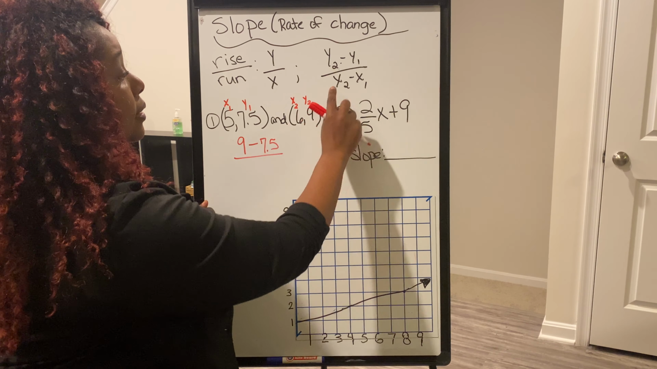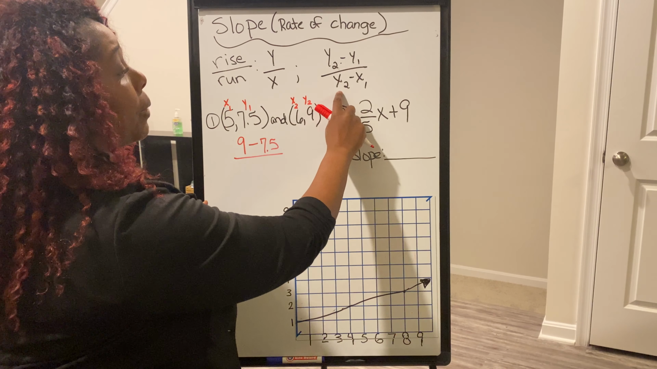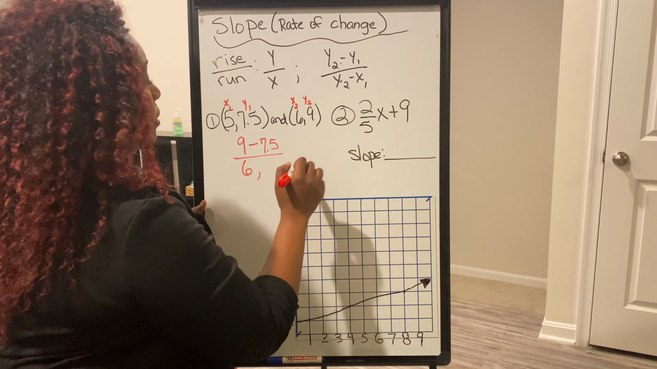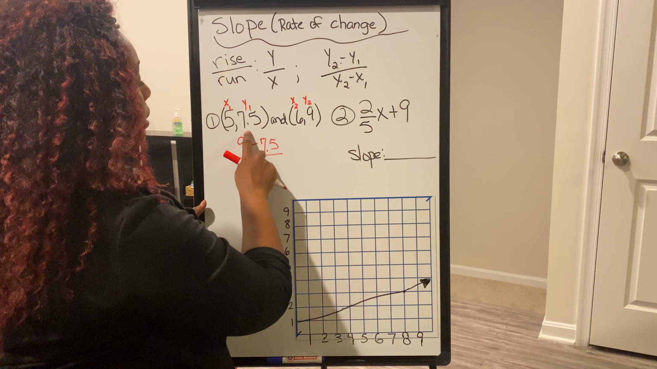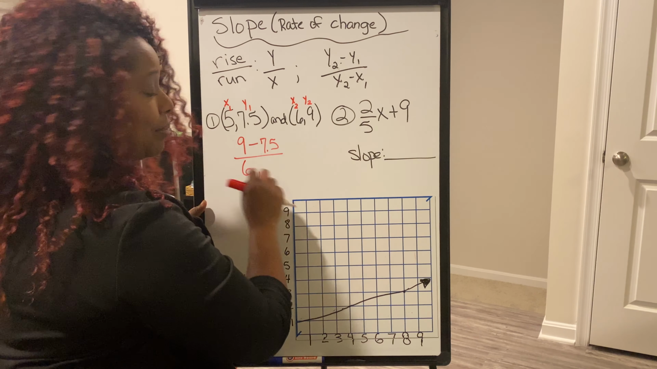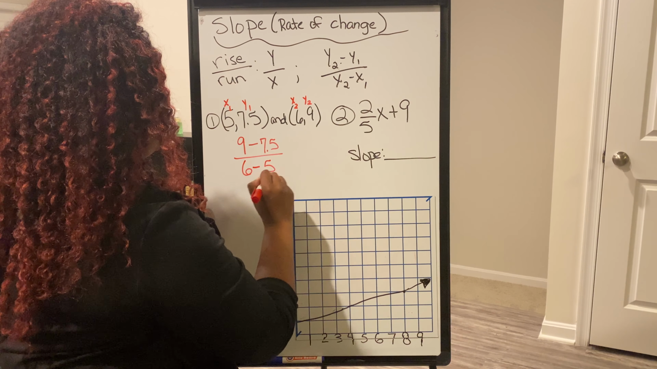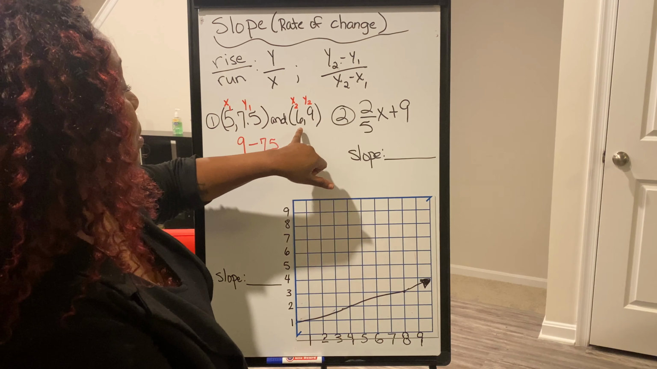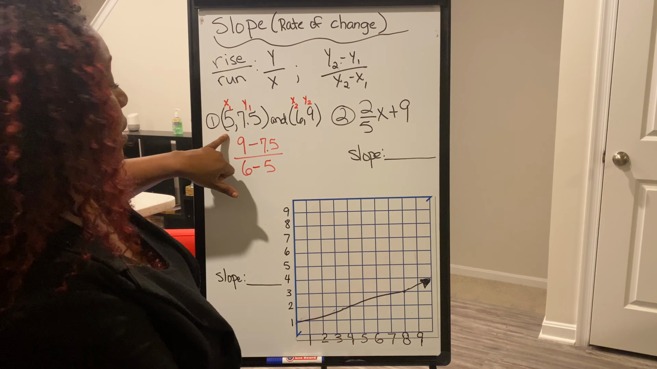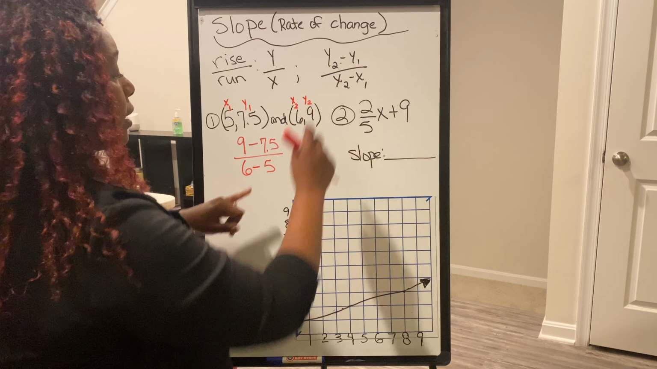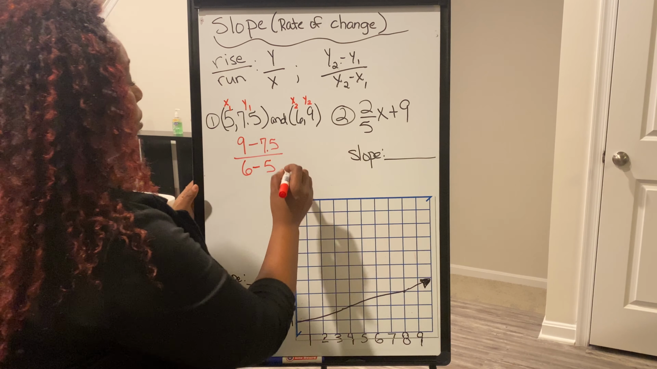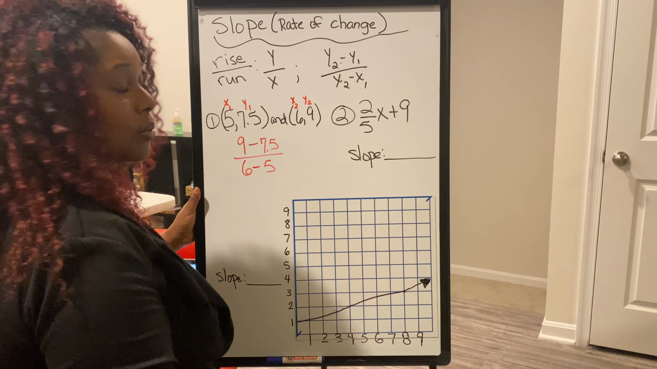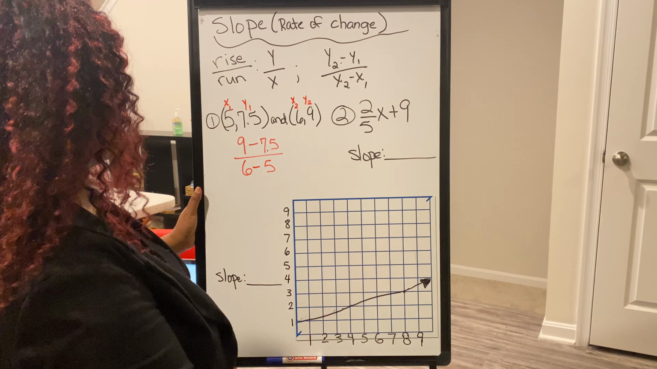Then you look at your next values, your X's. My X2, which is here, that's a 6. And my X1 is 5, sorry. See, even I make mistakes. So I have my X2, which was 6, and my X1, which is 5. Still keep your subtraction sign. So I'm going to say 9 minus 7 5/10. What is that? You can use a calculator.